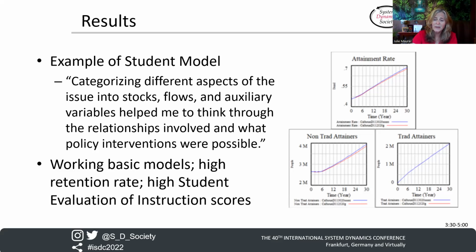Indicators that our course objectives were met and that these andragogical strategies worked include all students created working basic policy models of their policy problems. They all remain in the class for the full term, which for online courses is not often the case. And the average student evaluation of instruction scores were 4.7 out of 5. The students recognized the value of SD modeling and policy analysis, given the insights that they shared both in class, in our conversations one-on-one, and in their final project reports.